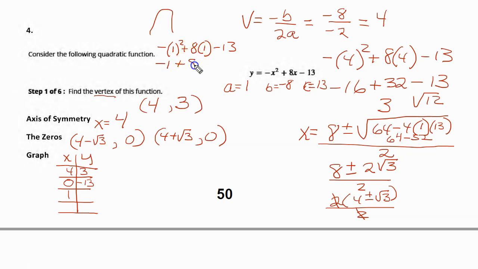8 times 1 is 8, minus 13. So this is a minus 14, and a positive 8 gives us a negative 6. So here are 2 new points. Now we're asked to graph this. Well, I'm going to make a little graph here. You can make a little graph like this somewhere, and we're going to plot these points.